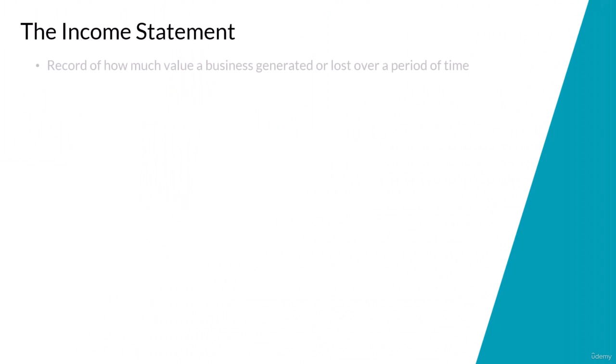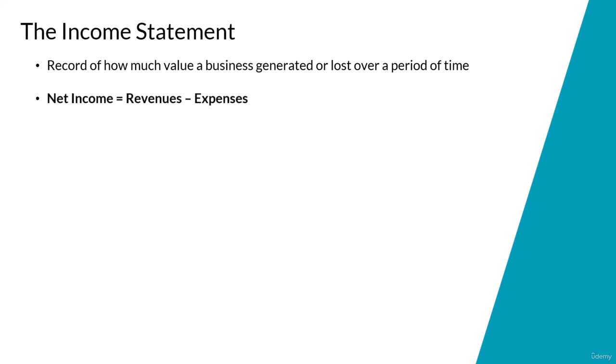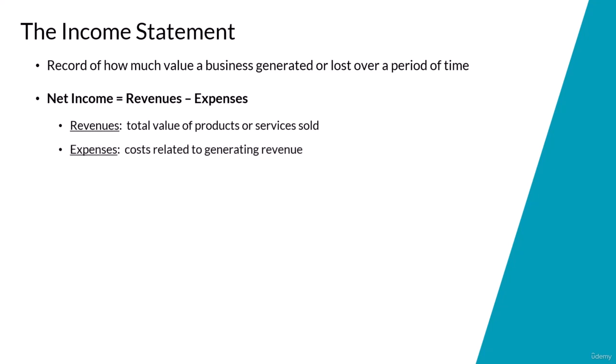Okay, so in its most simple terms, the income statement is a record of how much value a business generated or lost over a period of time. Value is measured by net income, and the calculation for net income is revenues minus expenses. Revenues reflect the total value of products or services sold, and expenses are the costs that are related to generating revenue. Some common examples of expenses include salaries, rent, utilities, loan interest, and so on.